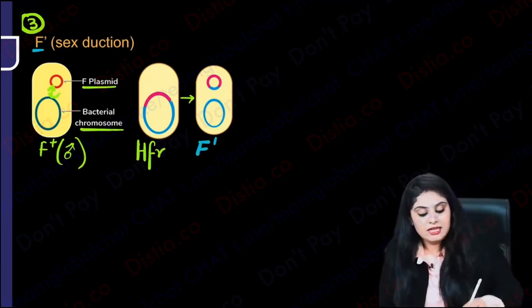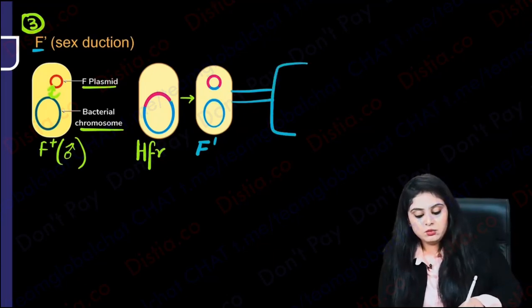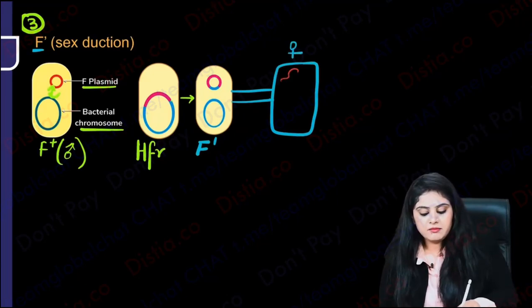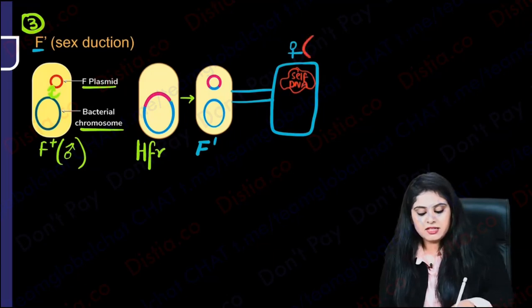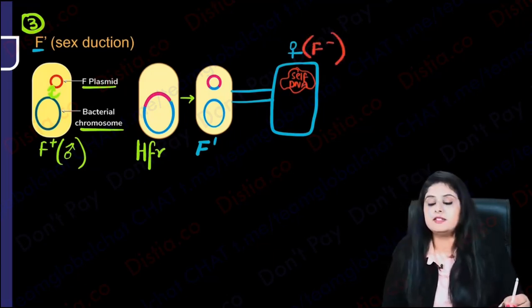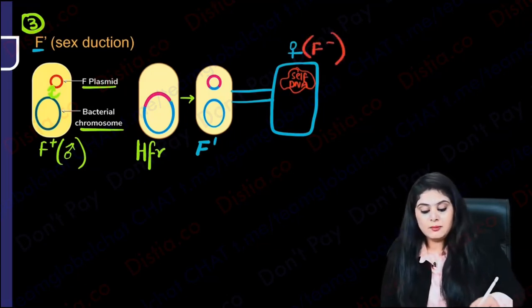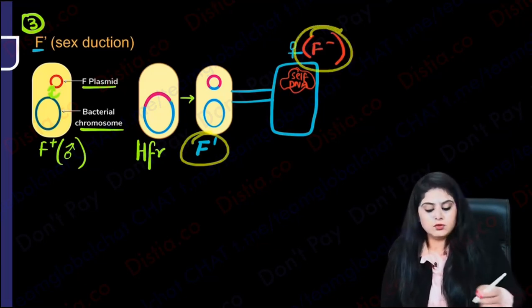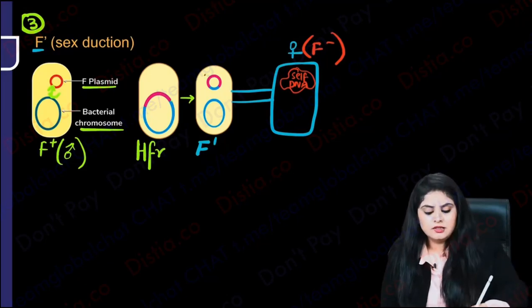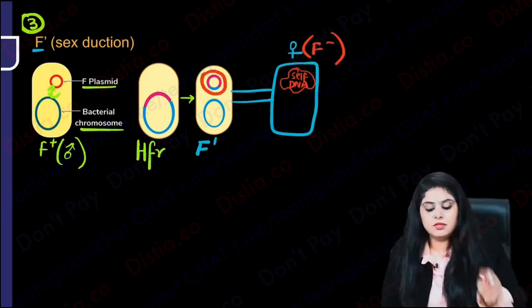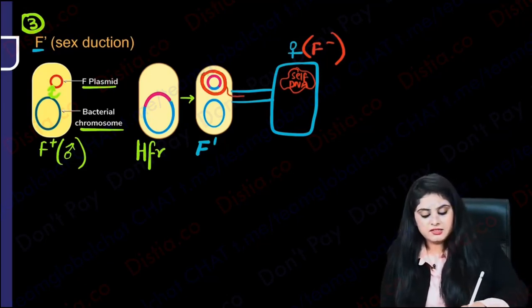Now when you make an F prime cell fuse with or conjugate with a female, who is a female? Female is someone who has her own DNA, definitely has her own DNA, but doesn't have any fertility factor. She's F negative. So now you are planning to combine F prime with F negative. So simple, copy paste will happen. This time this F prime will get copied and will get pasted over here.